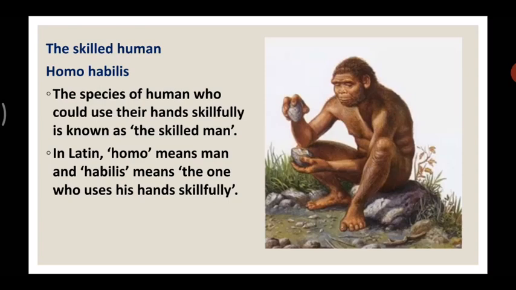The first evidence of this species was found in the border region between Tanzania and Kenya. Now, Tanzania and Kenya are in the continent of Africa. The scientist Louis Leakey, who discovered this species, named it Homo habilis, because besides their fossil remains, he found some tools made by them.